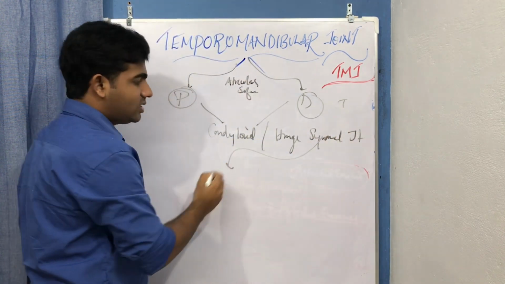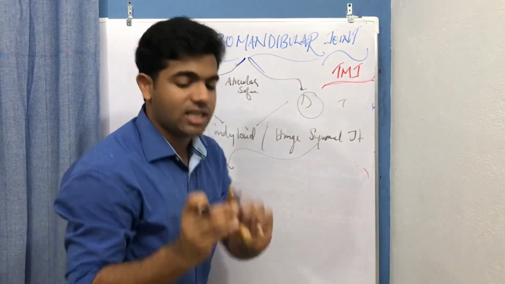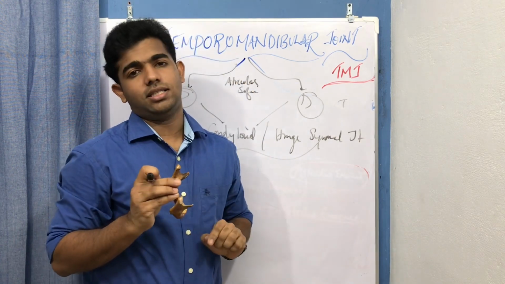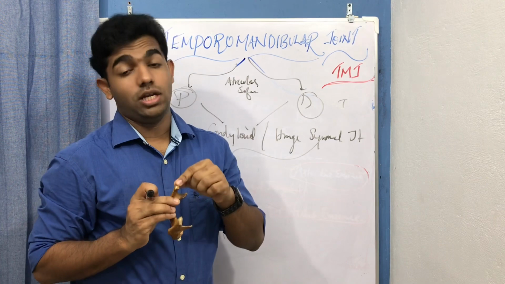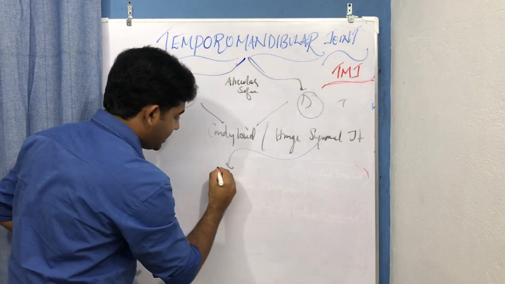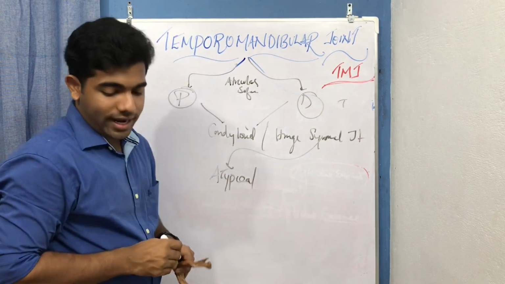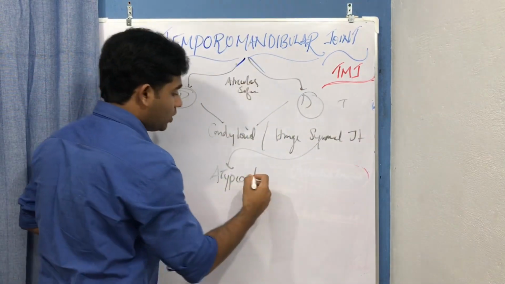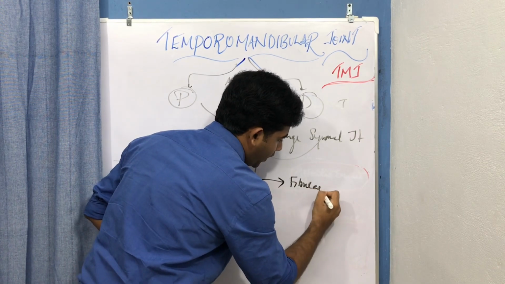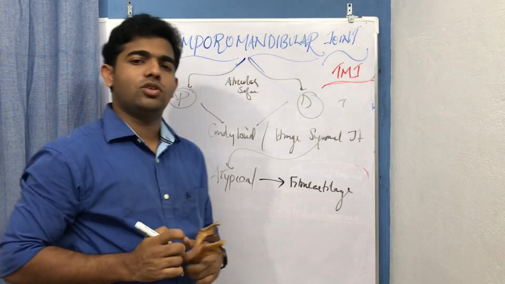But we see that this is not a typical synovial joint. A typical synovial joint always has hyaline cartilage coverage. But this joint does not have hyaline cartilage coverage, it has a fibrocartilage coverage. That is, it is an atypical synovial joint, because it has fibrocartilage instead of hyaline cartilage. And why in particular fibrocartilage?